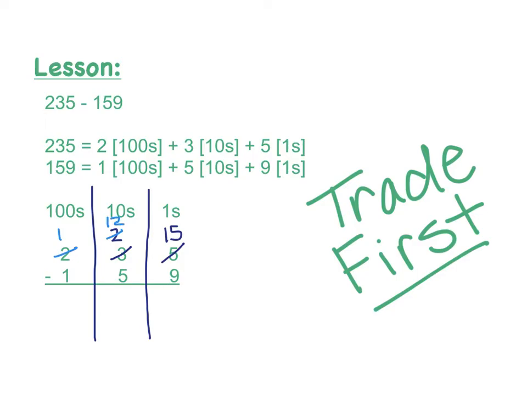So regrouping or trading, whichever way that you like to remember that. But just remember, that's when you're taking a group of tens and you're either borrowing it from another column or you're moving something to another column. Okay, so let's look at our first column. We can go ahead and subtract. 15 minus 9 is going to give us 6. Then we have 12 minus 5, which gives us 7. And then 1 minus 1 is going to give us 0.